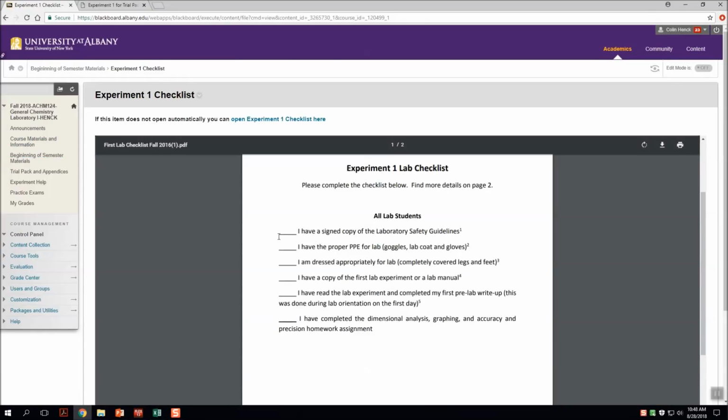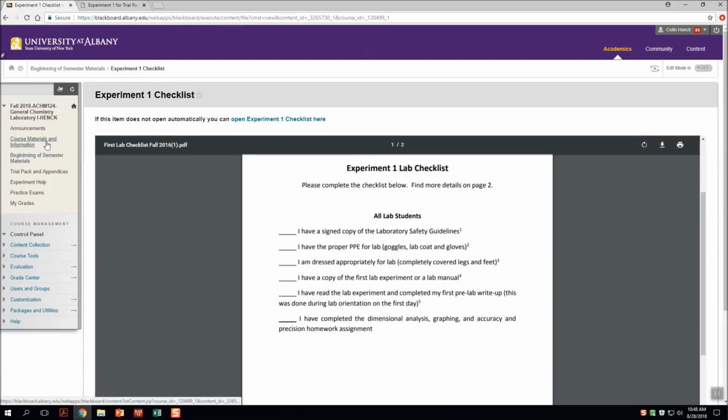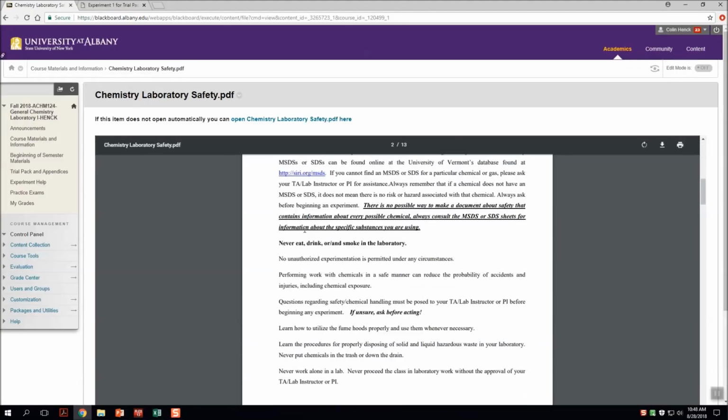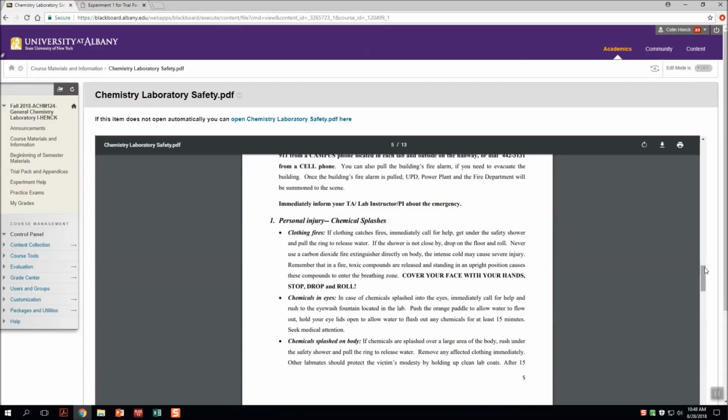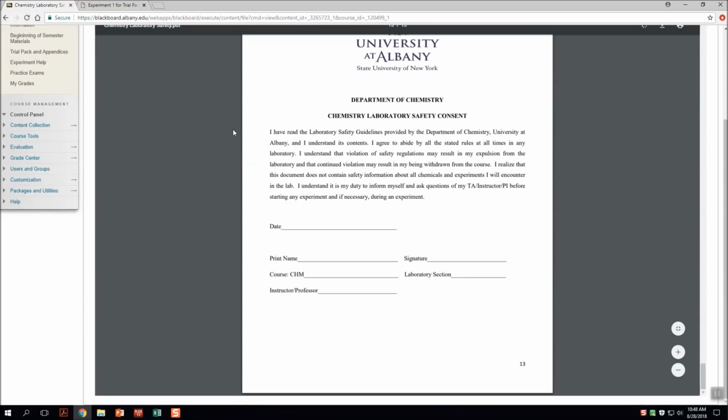And this is a checklist of the things that you need to do. The first thing you need is a signed copy of the laboratory safety guidelines. So you can find this in the beginning of your lab manual. You can also find this in course materials and information. There's a chemistry lab safety PDF. And if you open this up, it's about 13 pages of safety information. And at the end of all of this safety information is a consent form for you to sign.